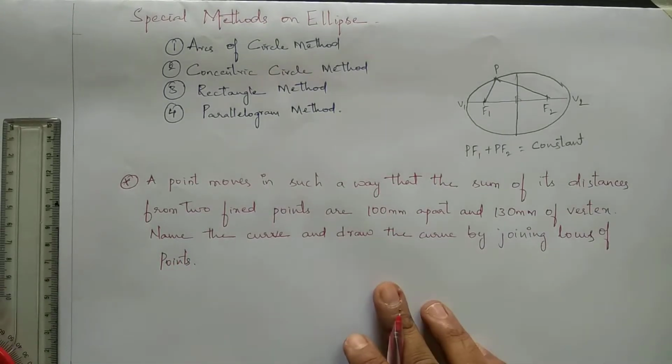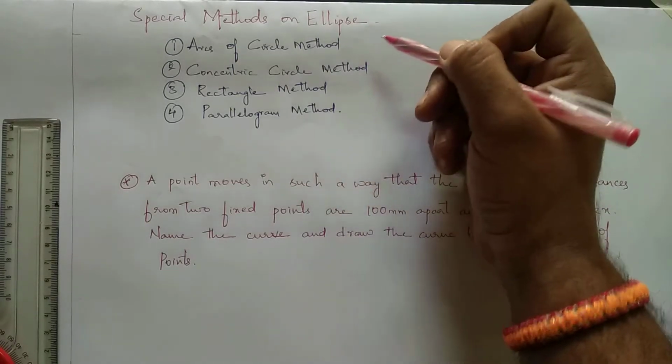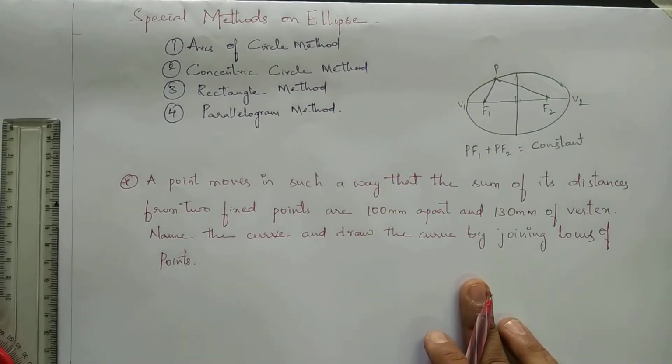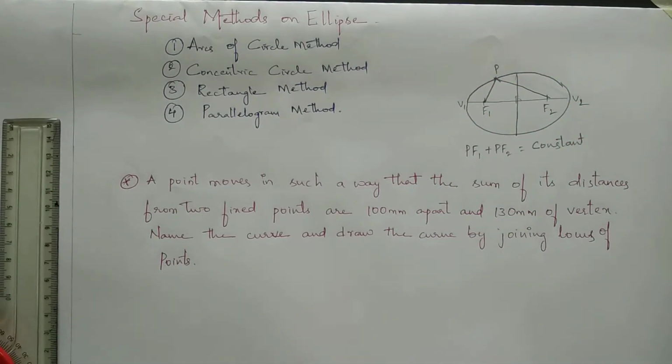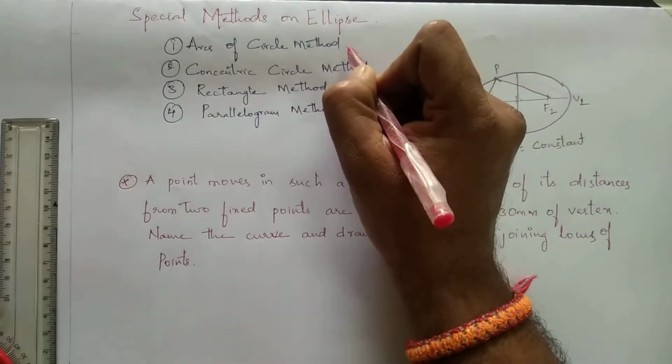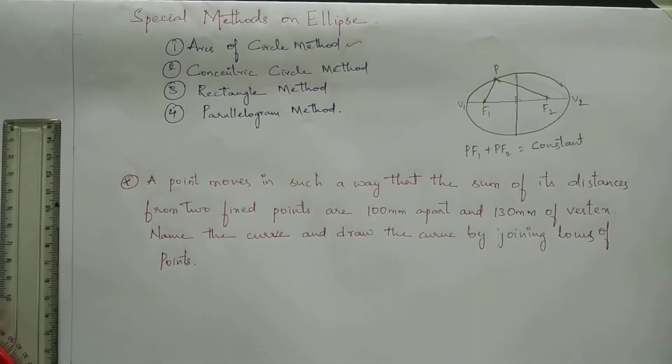So this is my question. Here you can use any of the methods to construct the ellipse. From these four methods, any one you can use for construction. But in the present video, I am just going to do it by the arcs of circle method.